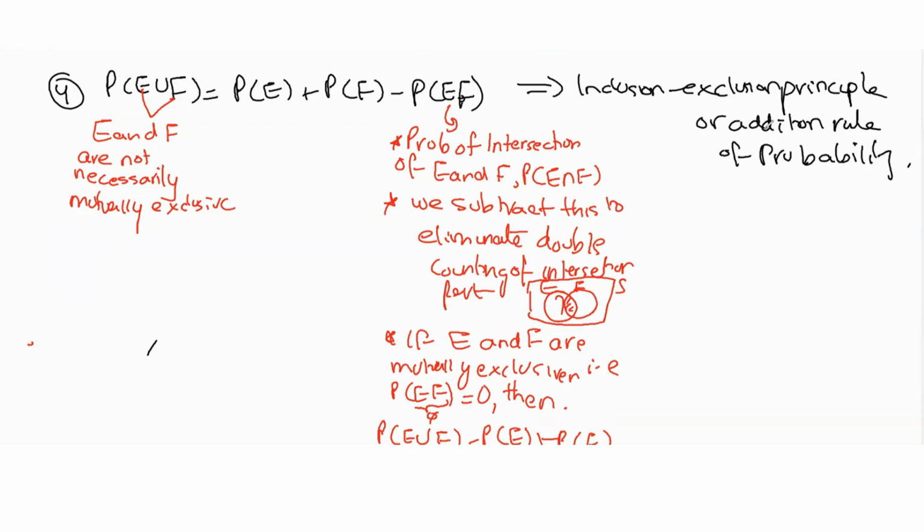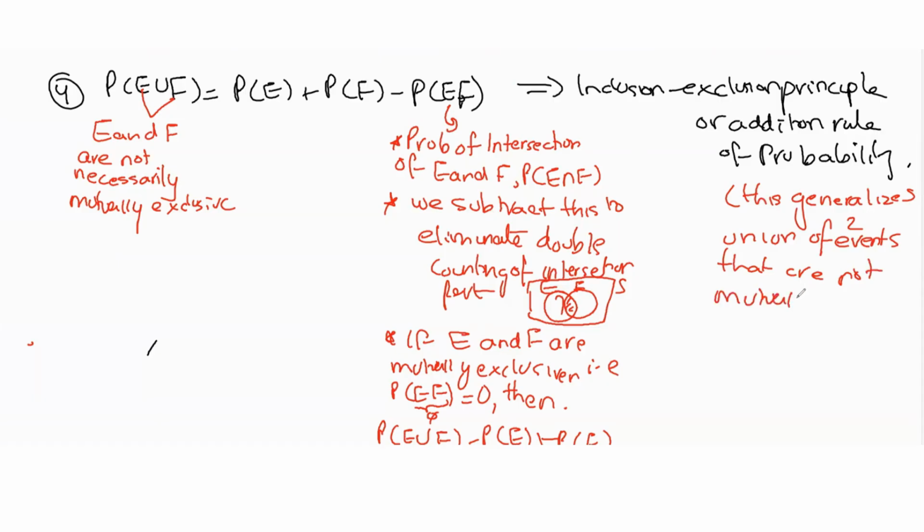Right, so this essentially generalizes the union of two events that are not mutually exclusive. In general, the probability of the union of two events can be found using the inclusion-exclusion principle, or what we call the addition rule of probability. So it's the probability of E plus the probability of F minus the probability of the intersection EF.